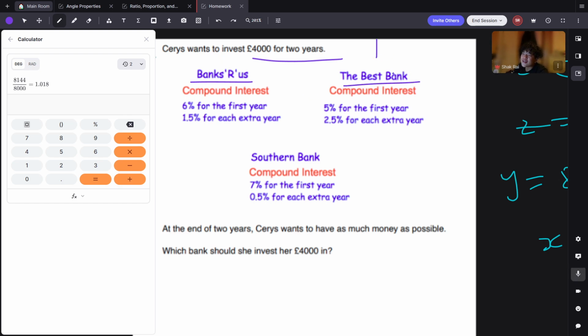As in the best bank, and then there's the sad. So there's Banks R Us. Oh my days, that should be some copyright infringement there. The best bank. Okay, we'll see about that. And then the Southern Bank.